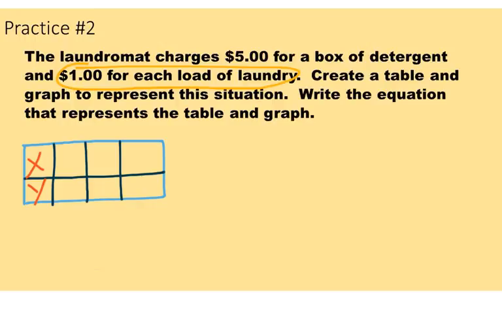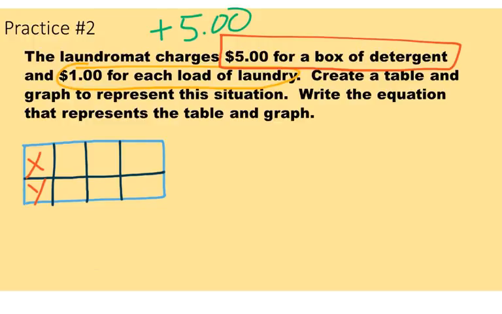But let's look at the laundromat charges $5 for a box of detergent. Okay, so before you ever wash a load, you've got $5 that you're going to have to add to the price of washing a load. So plus $5. This is important. Let's remember this is called our constant. Okay, so if you wash 1 load of clothes and you've already also spent $5 on the detergent, then your total for that 1 load would be $6.